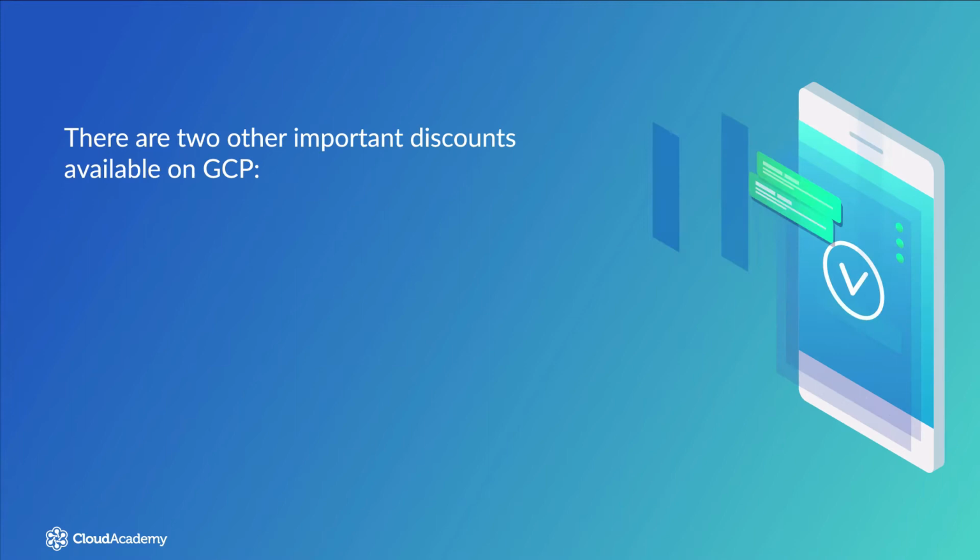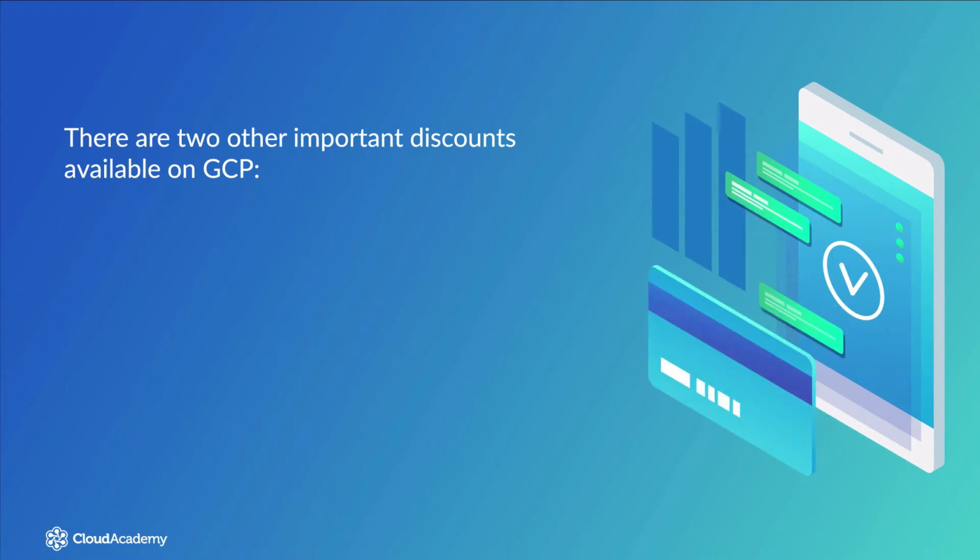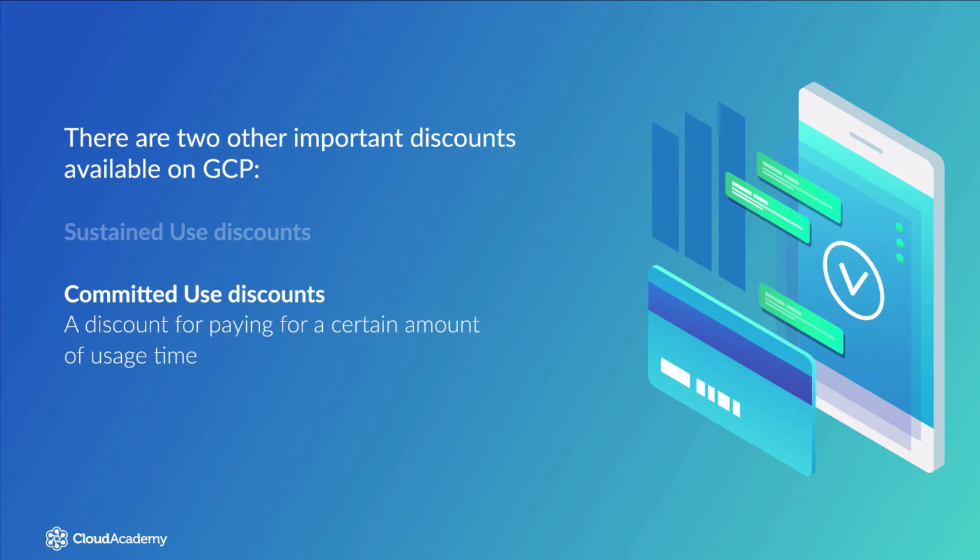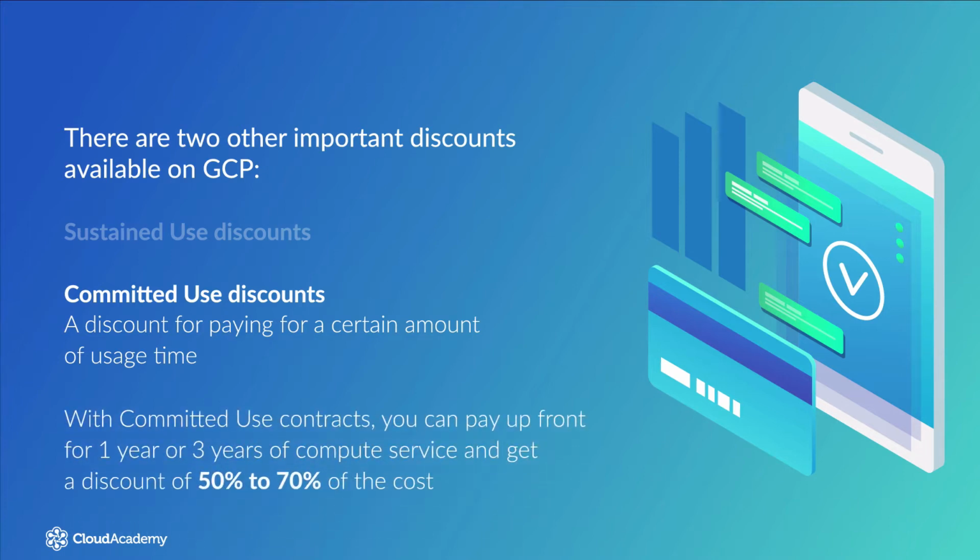Preemptible VMs are not the only method for controlling costs. There are actually two other really important discount options available on GCP. These are sustained use discounts and committed use discounts. Now, the latter, as the name implies, committed use, is a discount for paying for a certain amount of usage time upfront. This is similar to Amazon reserved instances.